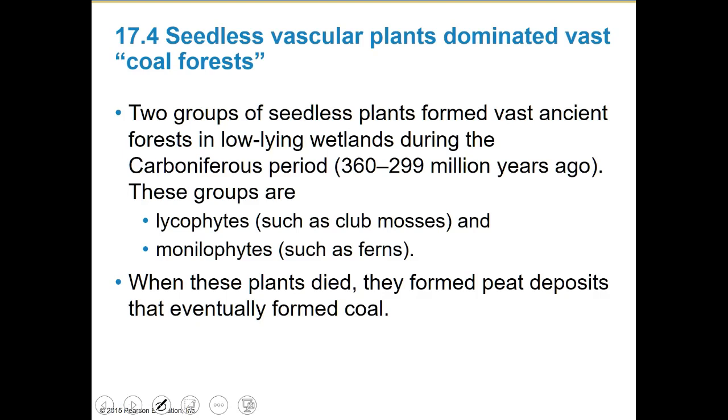Okay, so two groups of seedless plants formed vast ancient forests and low-lying wetlands during the Carboniferous period. And so they're lycophytes and monilophytes, so that's our ferns and club mosses. When these plants died, they formed peat deposits, which eventually formed coal. So these guys are actually what lead us to have some coal.